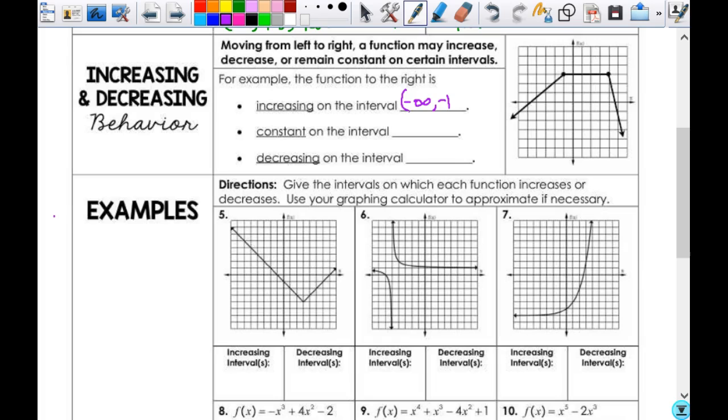So then once we get here, what's happening here to my y values? They're constant. So it's constant from -1 to where? 4.